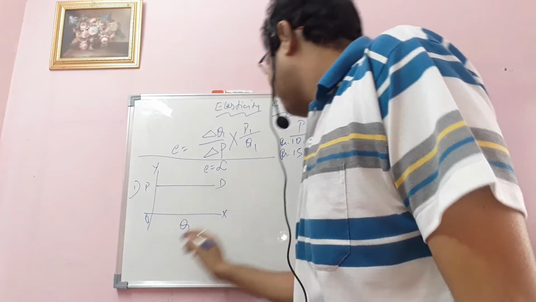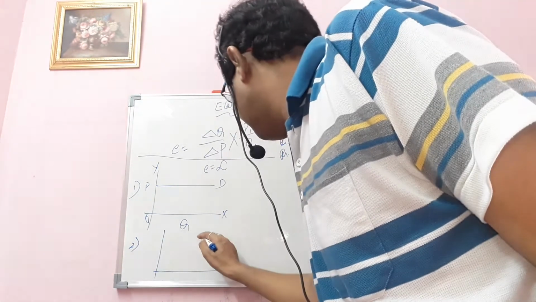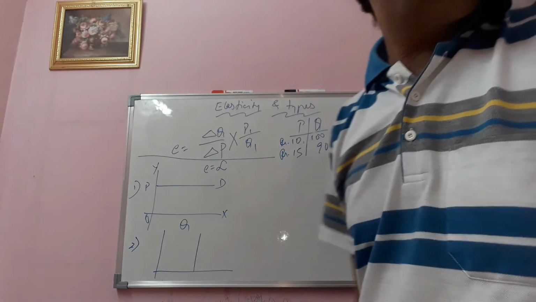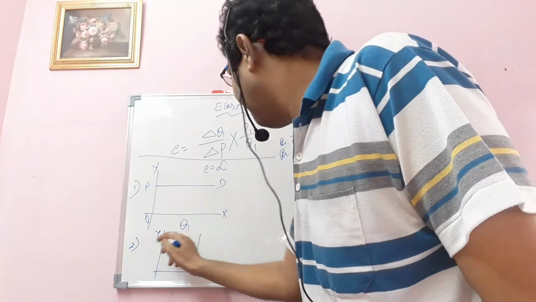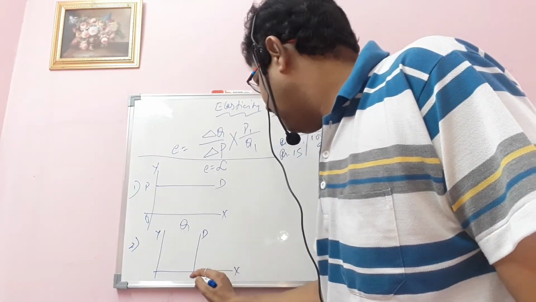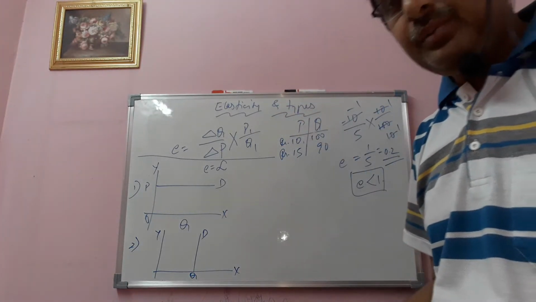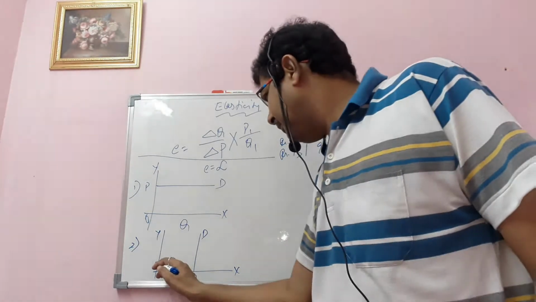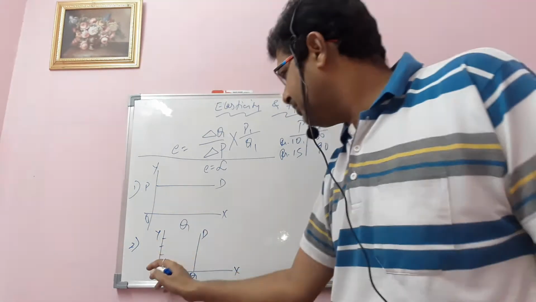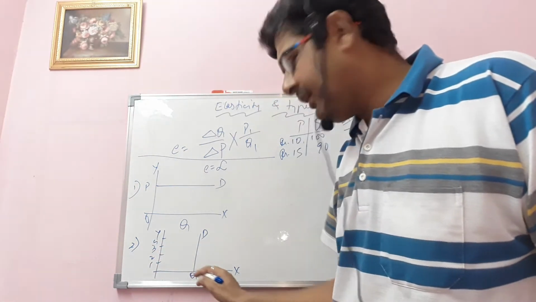And the second one is perfectly inelastic demand, where the demand curve is a vertical straight line which runs parallel to the y-axis. This could be the demand curve in the second case, where quantity demanded never varies irrespective of variation in price. Price may be 1 rupee or 2 rupees or 3 rupees or 4 rupees, whatever it is. Irrespective of change in price, the quantity demanded remains constant.